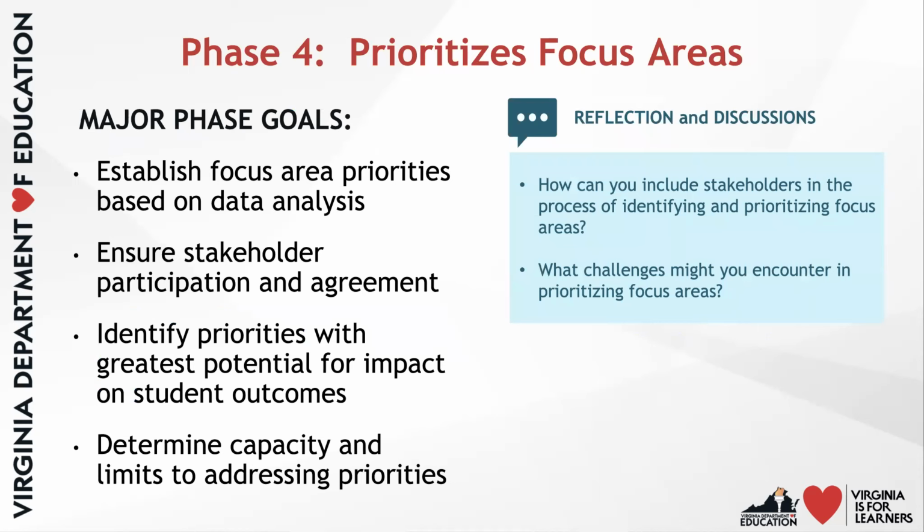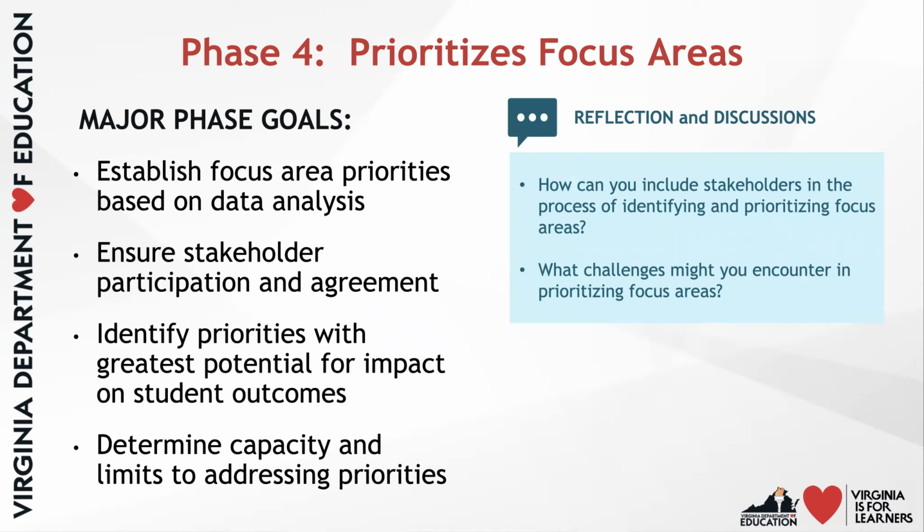Prioritize areas that will have the greatest potential impact on student outcomes and on areas that align with the initial focus areas and guiding questions set out during the planning phase. Prioritization should also consider the school or division's capacity for realistically addressing the issues or concerns.